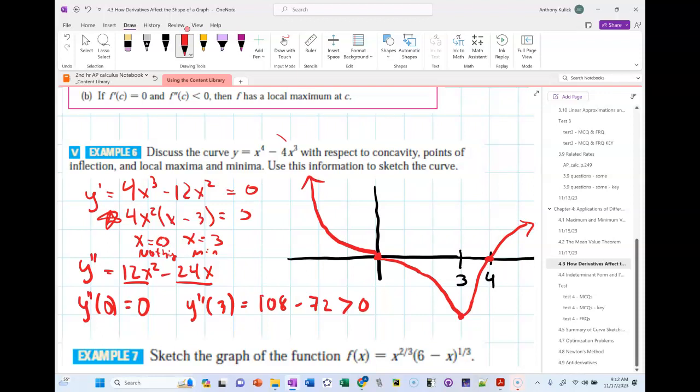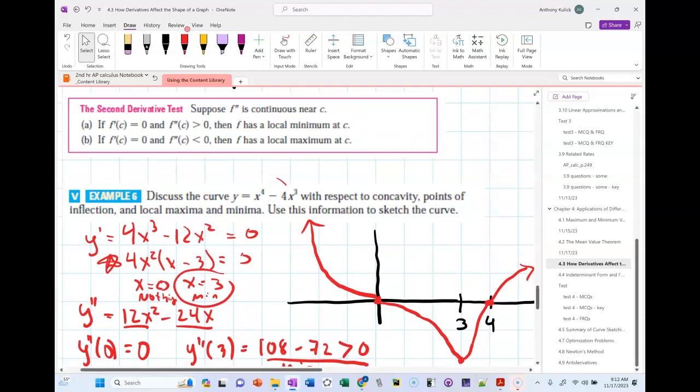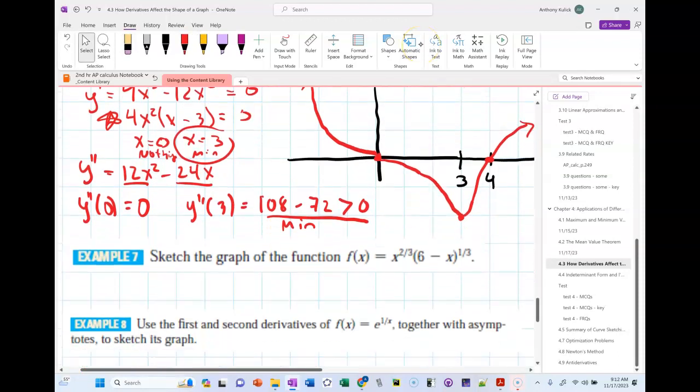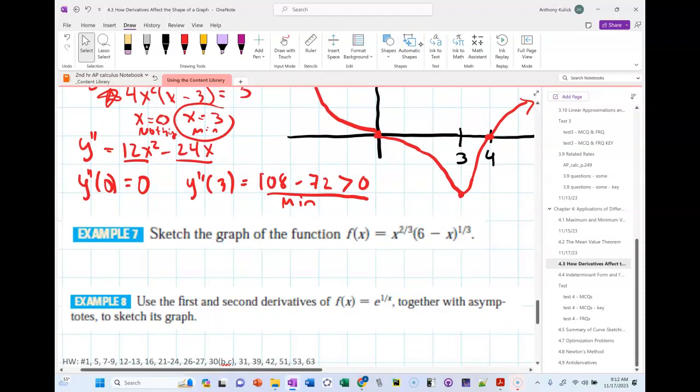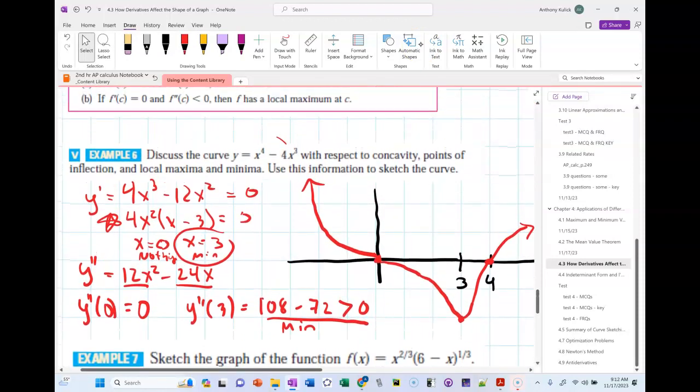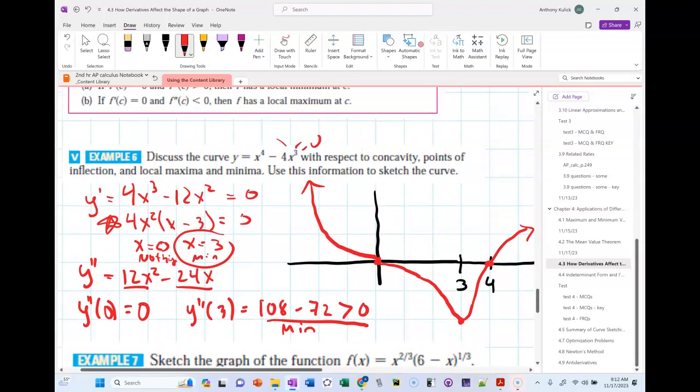Sorry, how did you know 3 was the minimum? Because this was greater than 0, so I used my second derivative test. Because when I solve this thing equal to 0, I get 0 and 4.